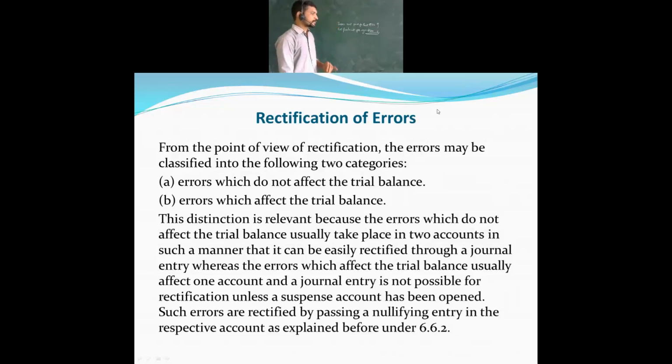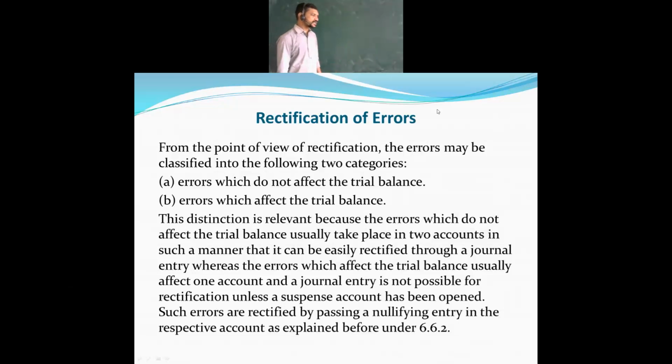The next one: errors which affect the trial balance. Some of the errors come in between just by posting the journal entries to the ledger accounts. That time you can find out the errors. If you are finding out the errors in the subsidiary books of account, it means before the trial balance is affected. So those are the two categories, the classification of errors. That we will be discussing further.